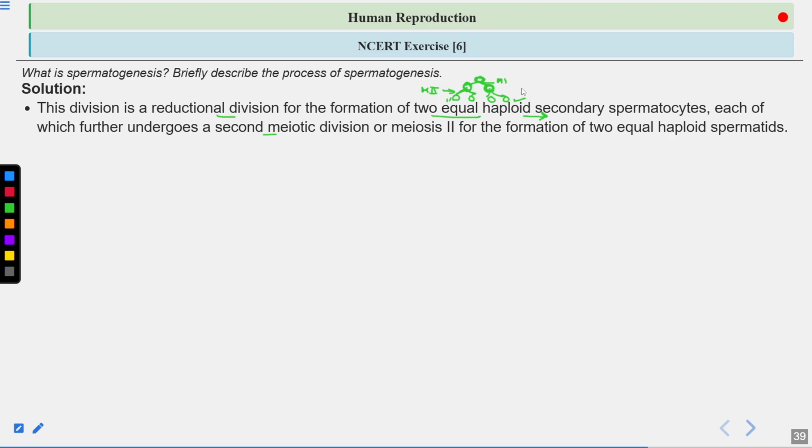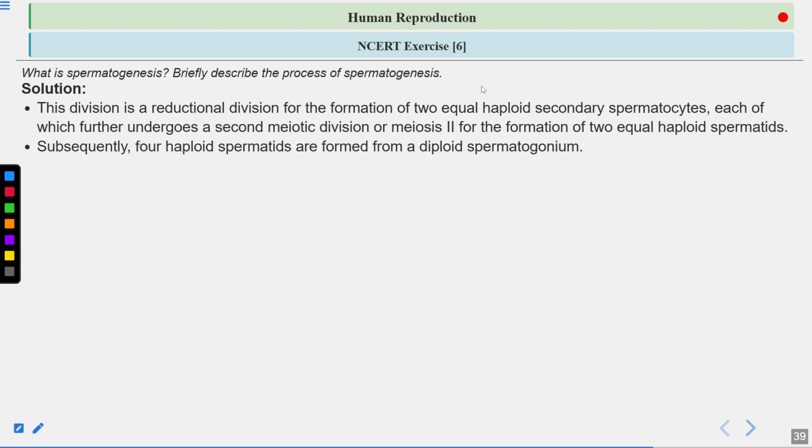Here you can see the divisions are equal. Equal means two similar kinds of cells are being produced. They are of the same size, or you can say the components of the parent cell are equally divided into the daughter cells. So in the end, 4 haploid spermatids are formed from a single spermatogonium.